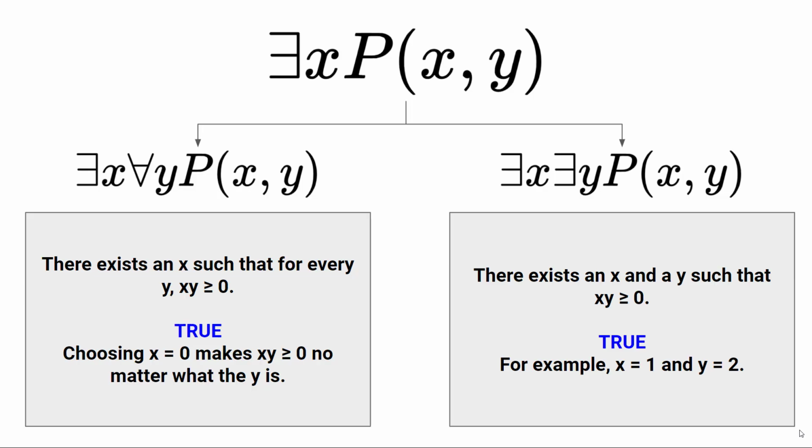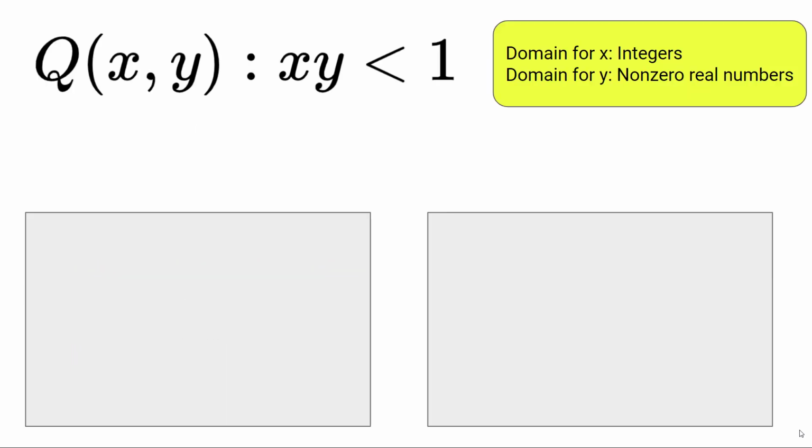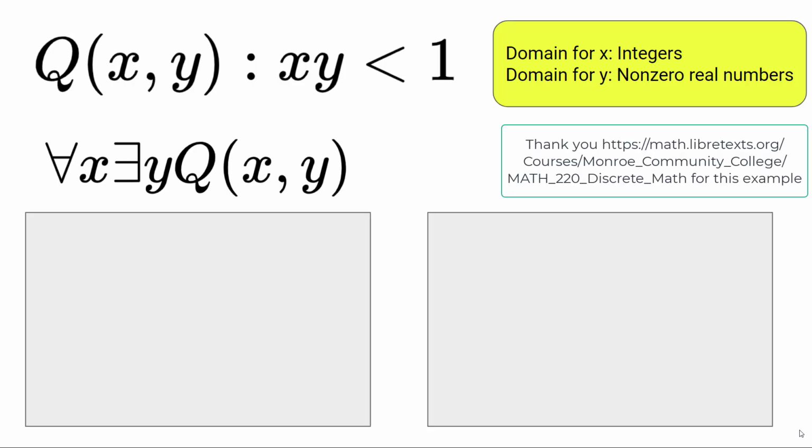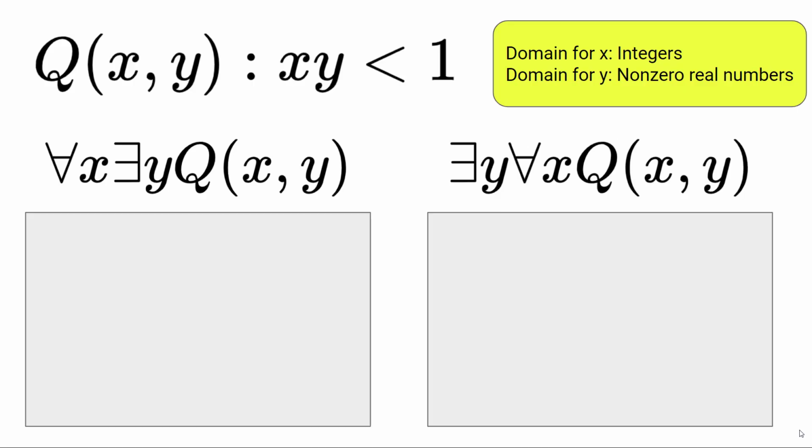Now, I say there are at least four truth values because, in fact, sometimes the ordering of the variables matters too. For example, look at the predicate Q of xy, which is the statement x times y is less than 1, where the x values are integers and the y values are non-zero real numbers. Look at the statements: for all x there exists a y such that Q of xy, and there exists a y such that for all x Q of xy. You might think these statements are equivalent since all we did was change the ordering of the quantifiers, but look at each one.